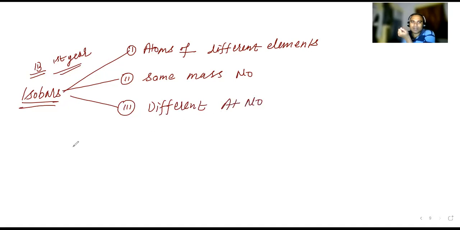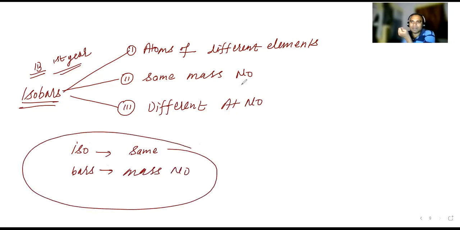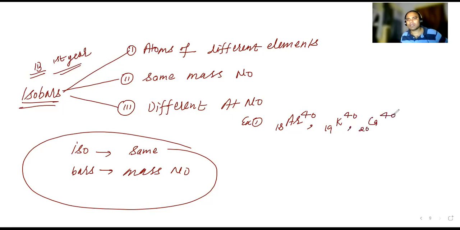But if they're different elements, wouldn't they anyway? Yeah, correct. Iso means same. Bars means mass. So the mass number is the same, but the atomic number is different. Is it okay? Example we are writing. Argon: atomic number 18 and mass 40. Then potassium, its atomic number is 19, but mass is 40. Calcium, atomic number 20, but mass is 40.